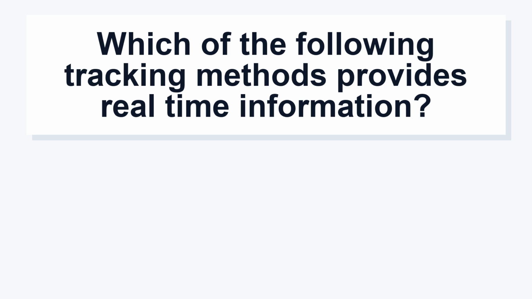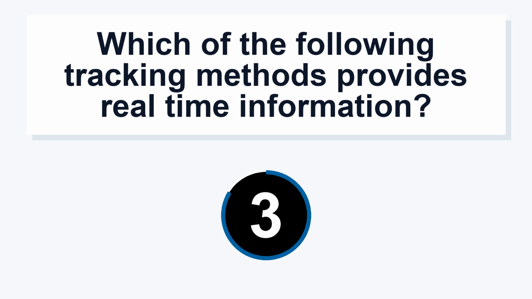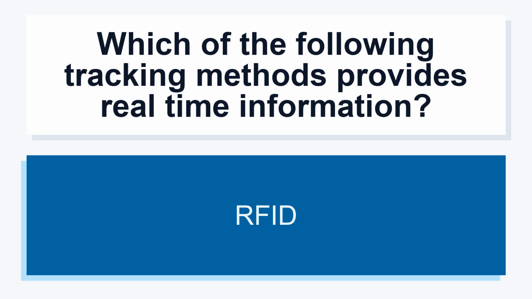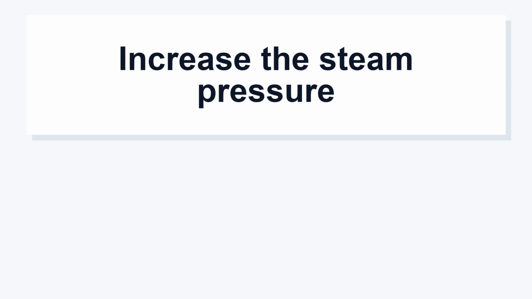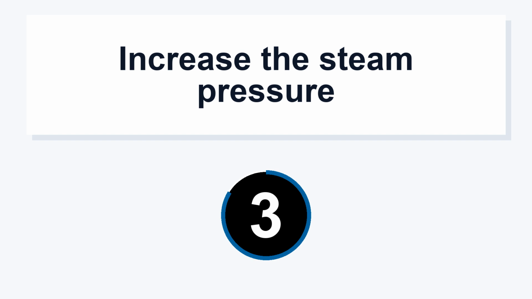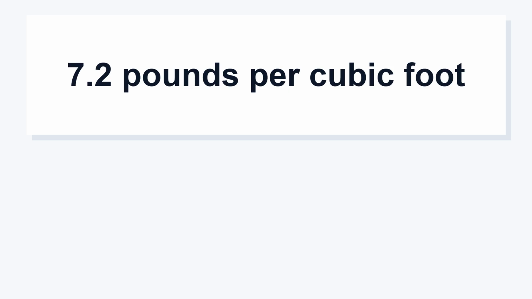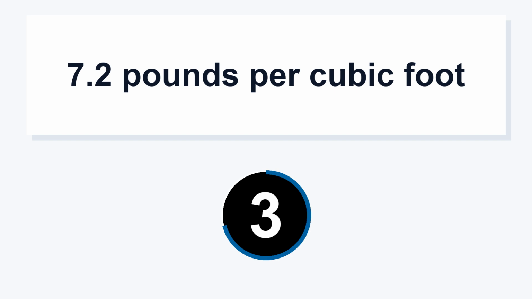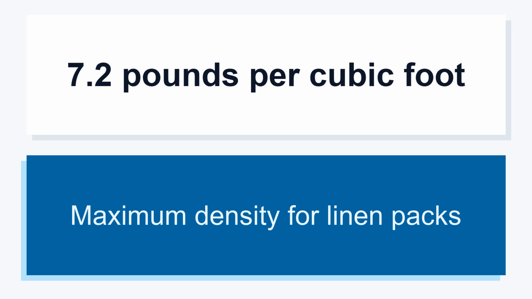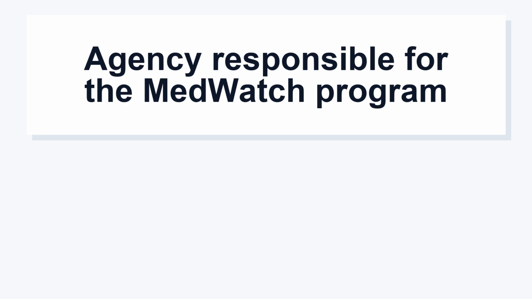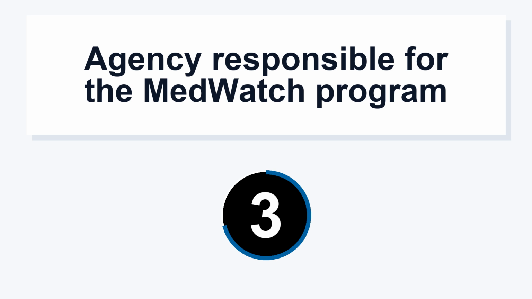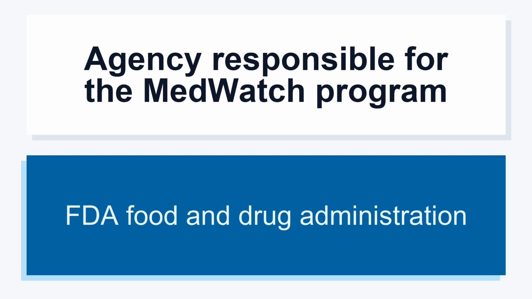Which of the following tracking methods provides real-time information? RFID. Increase the steam pressure. The system used to categorize patient care items based on the degree of risk of infection... 7.2 pounds per cubic foot is the maximum density for linen packs. Agency responsible for the MedWatch program: FDA, Food and Drug Administration.